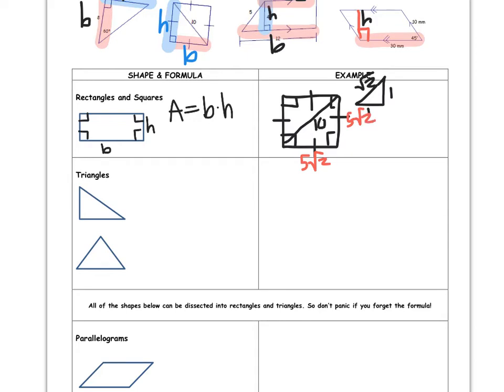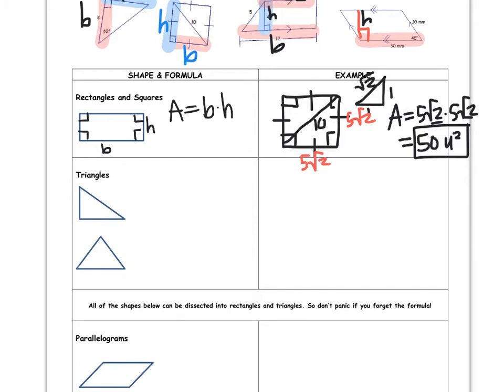All right, so our area is base times height. That's 5 root 2 times another 5 root 2. And that gives us 5 times 5, 25 times 2, and that's 50. I'm going to use U for units, 50 units squared.